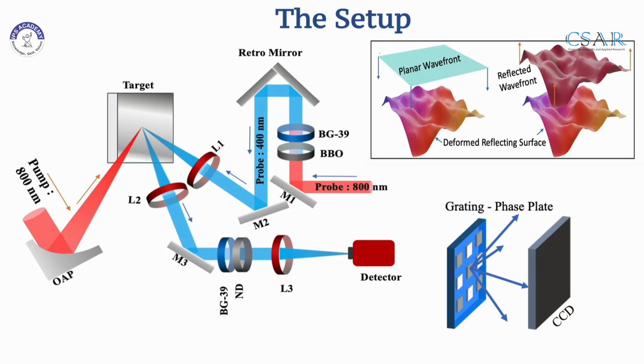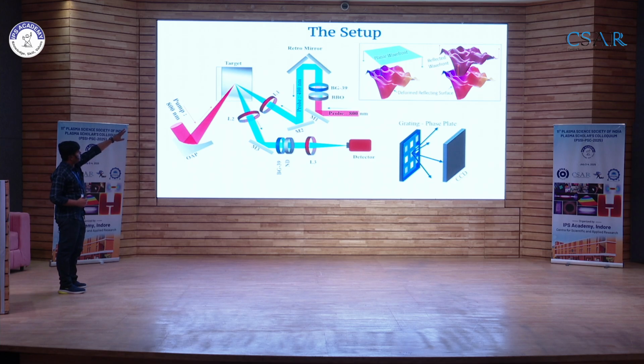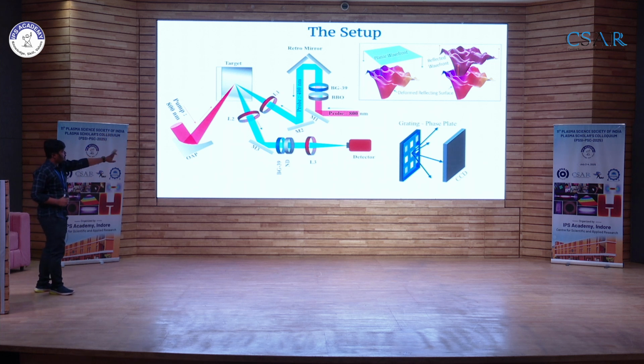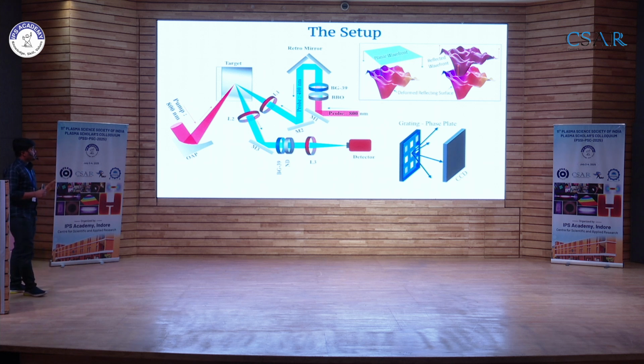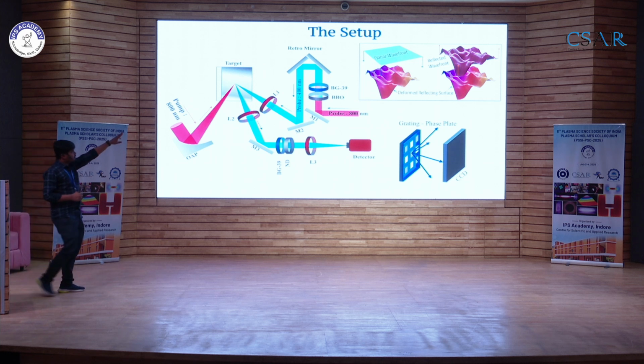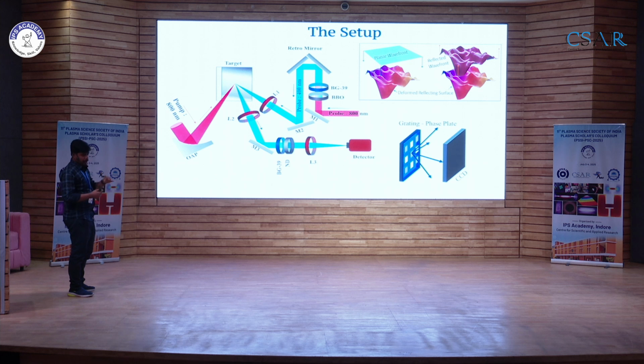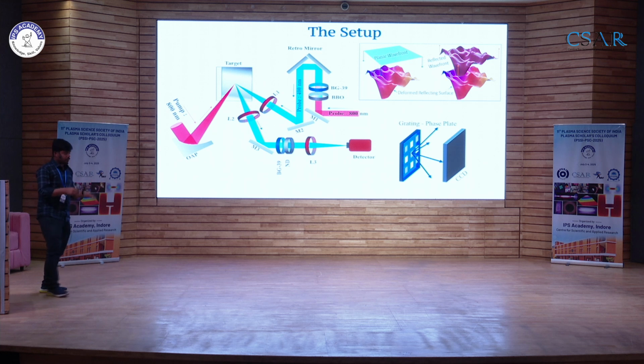So this is our setup. We have the pump pulse coming in, and we also take the probe pulse, and with the retroreflector we control the delay, focus it at the position where the pump is focused, and send the reflected beam to the detector. The idea is very simple. Suppose we have a planar wavefront, and it reflects from a rippled surface. The wavefront will capture the rippled surface structure, and if we measure the wavefront of the reflected beam, we can get information about where it is reflecting from.